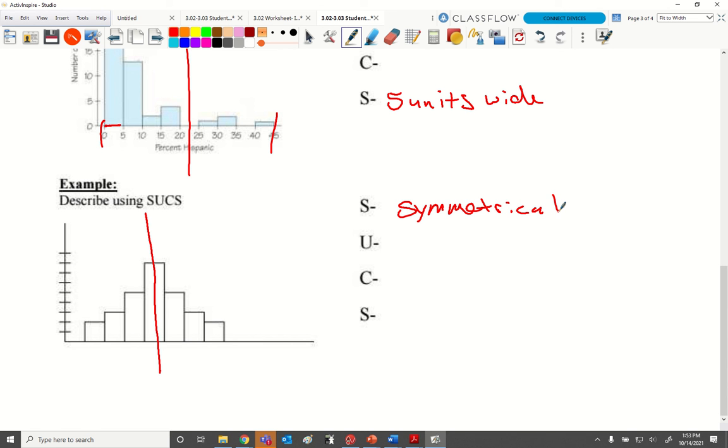U. Is there anything unusual? No, there's nothing unusual here, right? C. What did C stand for again? Center. All right, look, we got the center right there down the middle, so it's going to be nice and pretty, symmetrical. And what was that last S? Spread. Okay, so it doesn't actually have units on here, but it doesn't start at 0. Okay, it starts here, right? And here to here. So I like having units so we can see what it is.